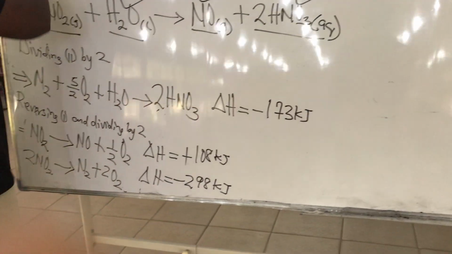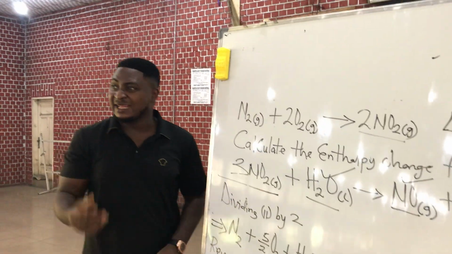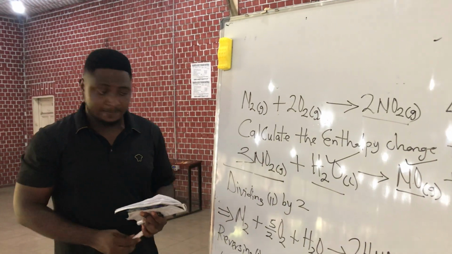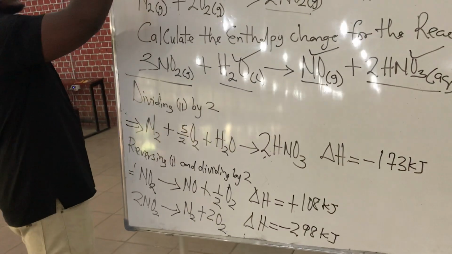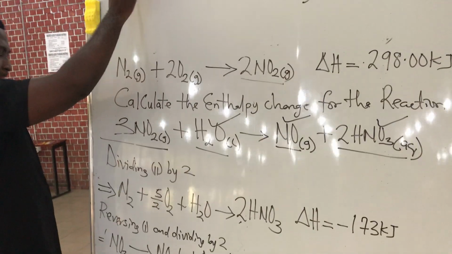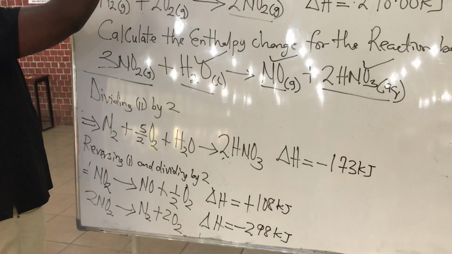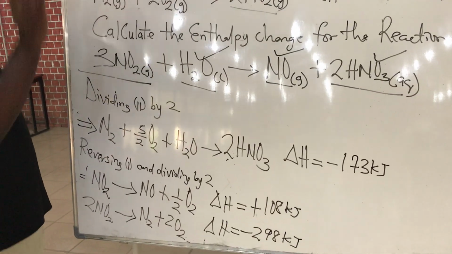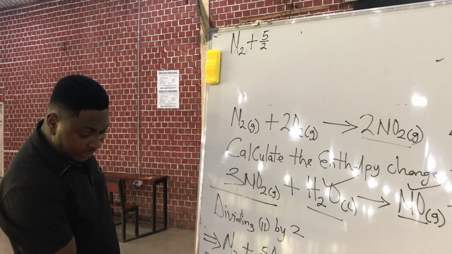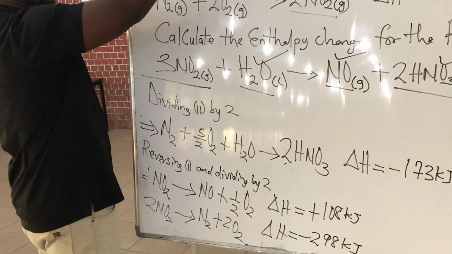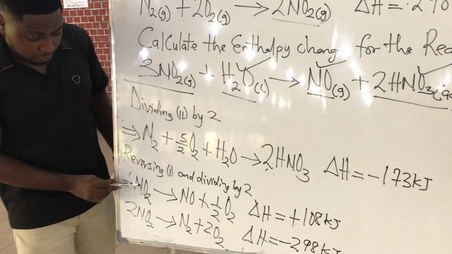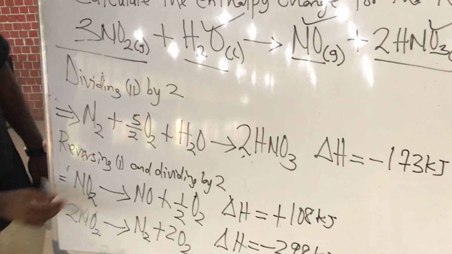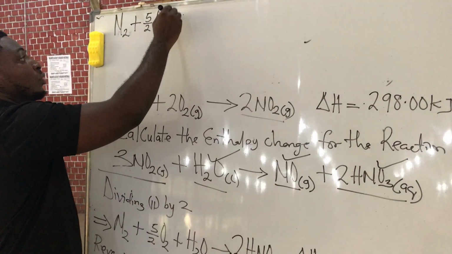Class, when adding up 2 or more reactions, what do we do? Add up the left-hand side to the left-hand side and the right-hand side to the right-hand side. Please help me, flow with me. Who are those on the left, class? N2, yes. Plus 5 over 2 O2. Class, before we finish, is there any O2 here again? No. Plus 5 over 2 O2, yes. Plus NO2. Where is H2O? Okay, plus H2O. Thank you.